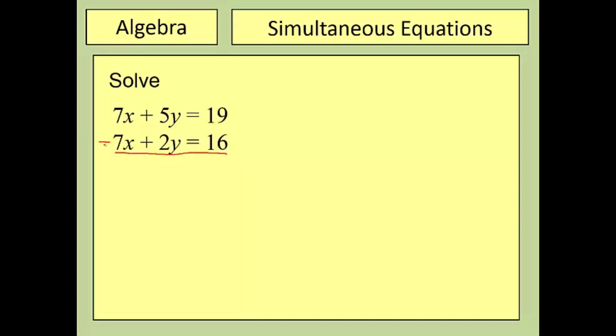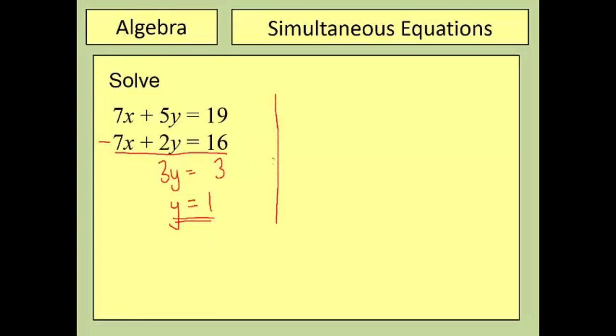So I do 7x subtract 7x, well that gives me nothing. And then 5y subtract 2y, well that gives me 3y. And then 19 subtract 16, and that gives me 3. And if 3y equals 3, I can solve that very easily because I do 3 divided by 3, which gives me 1. So I've got y equals 1, which is half of the solution to this simultaneous equation.